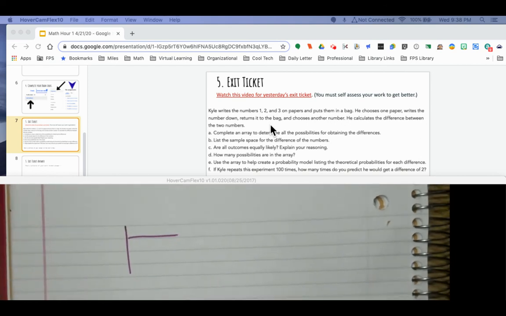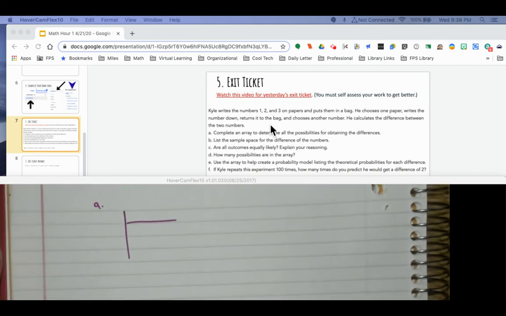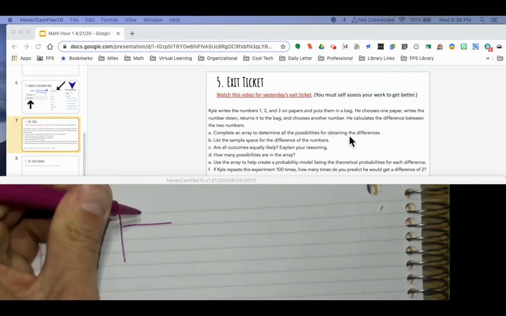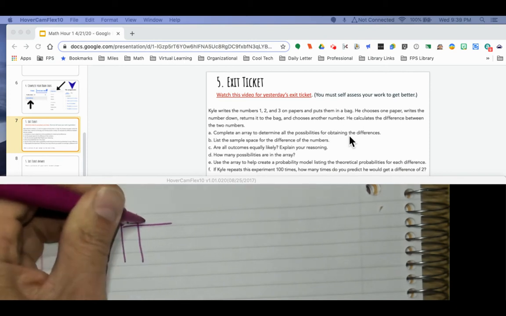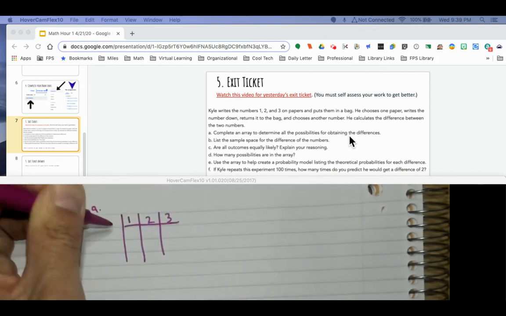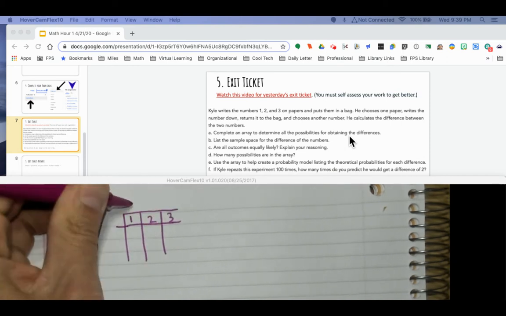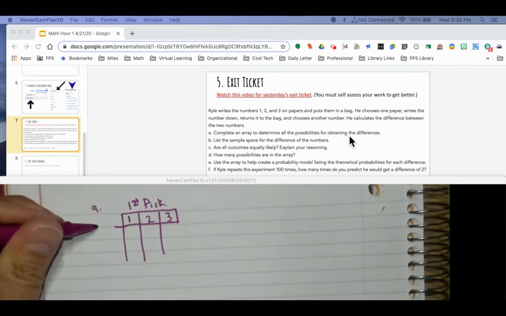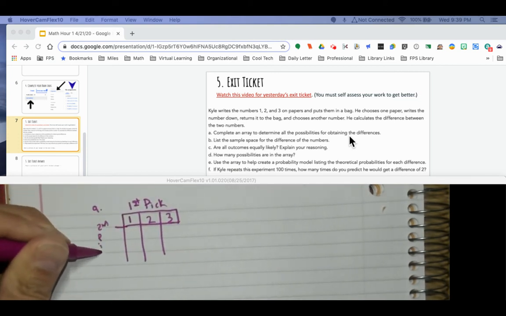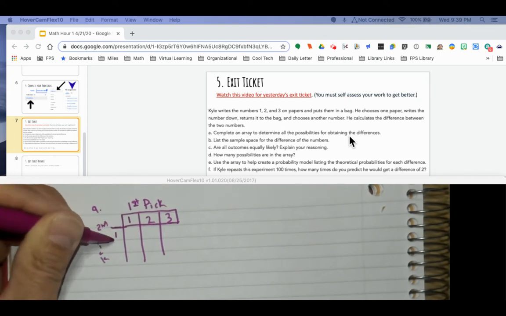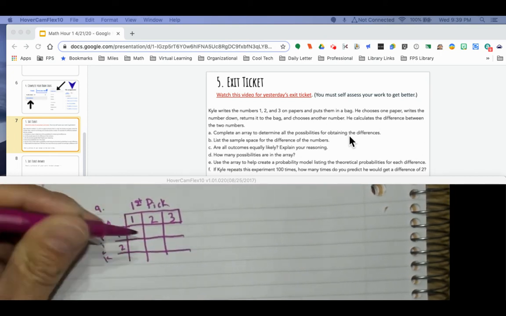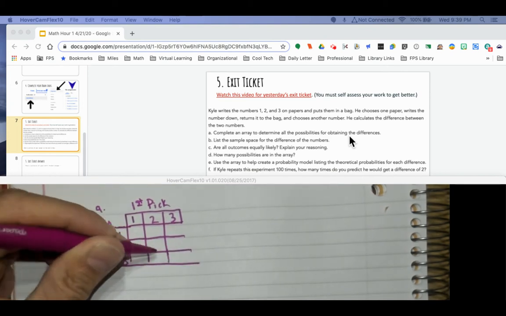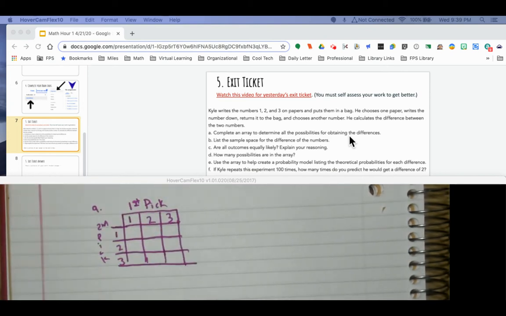On his first pick, it says complete an array to determine all the possibilities for obtaining the differences. In this first pick, he could have a 1, a 2, or a 3 that he draws from the bag. And so that would be his first pick. On his second pick, he could draw a 1, a 2, or a 3. Then it says make the array so you can see what the differences would be.